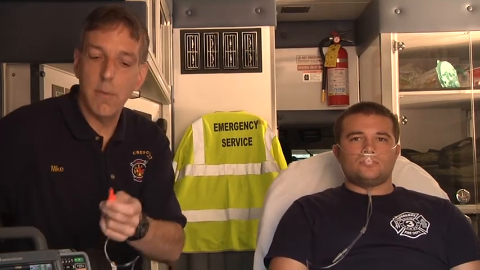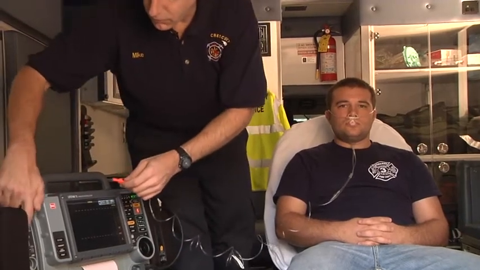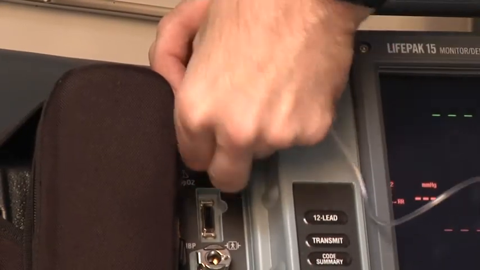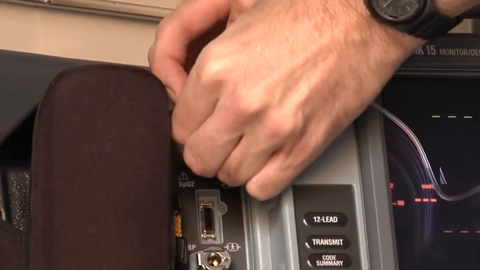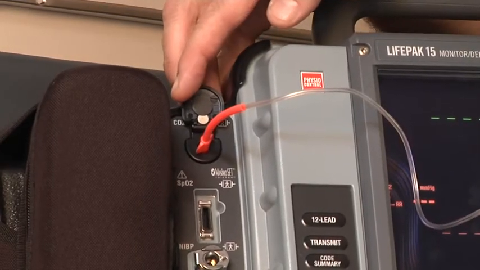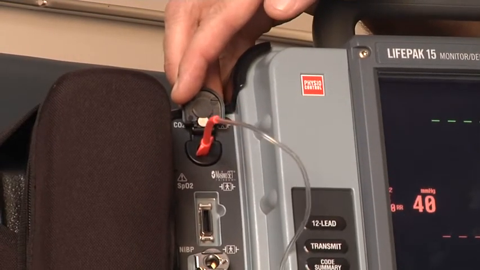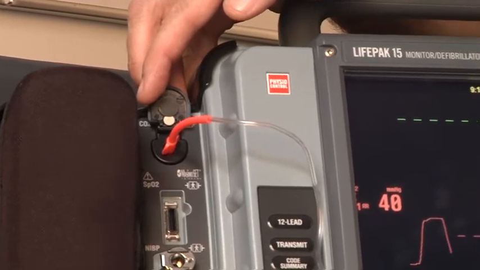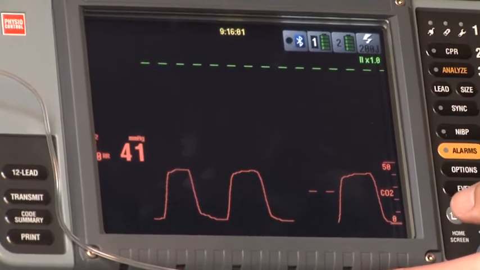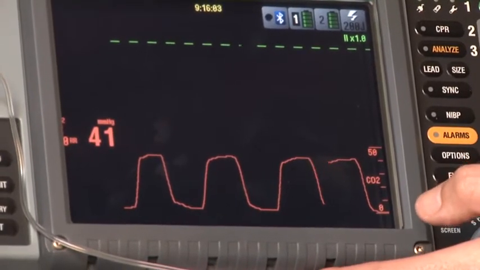When you plug it into the monitor, one of the keys to obtaining a good waveform from the patient's breathing is to be certain that the device is screwed into the port on the monitor properly. So it twists, and you want to twist it until you feel it firmly seated inside of the port on the monitor. Once it's attached, it will begin to show a waveform that actually is measuring the breathing rate of the patient and the carbon dioxide.